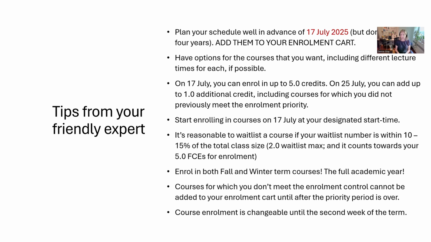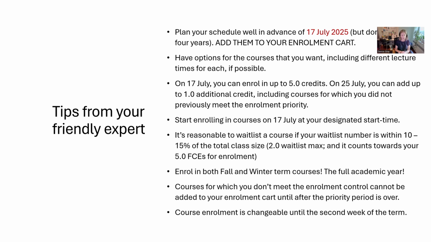On July 17th, you can add up to 5 credits. On July 25th, on the day the priority is lifted, you can add up to a sixth credit, but again, don't do it. Don't intend to take 6 credits, but if you're deciding between 2 courses and you want to add a sixth credit and go to the first lecture, that's totally fine. And then make a decision and drop one of those courses.